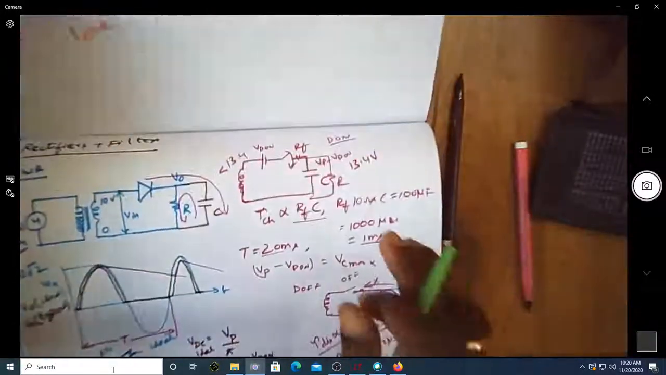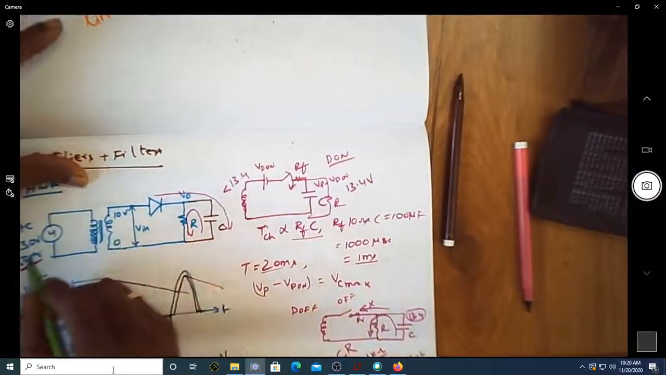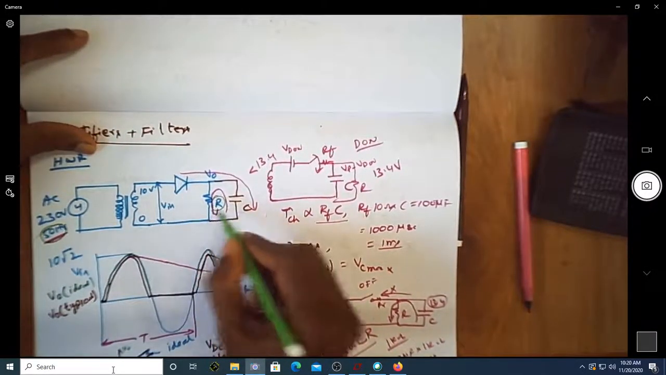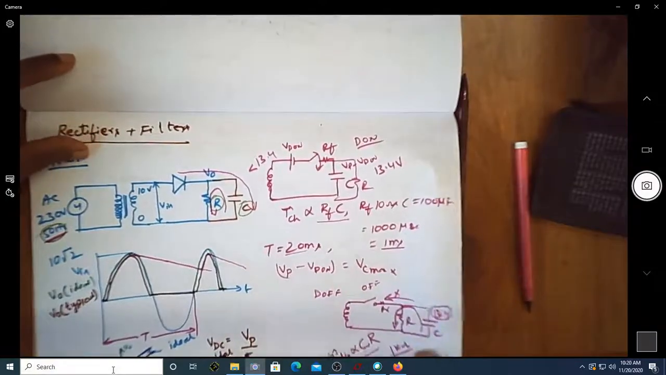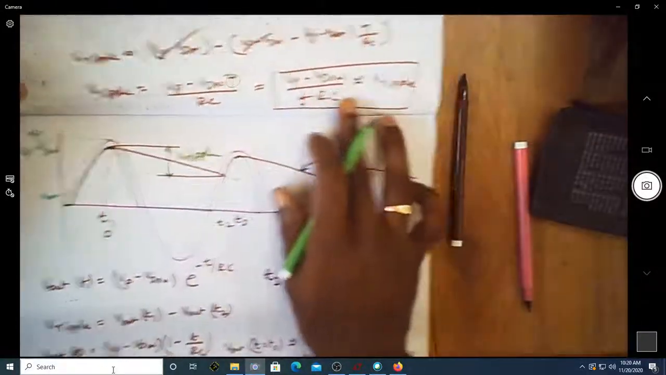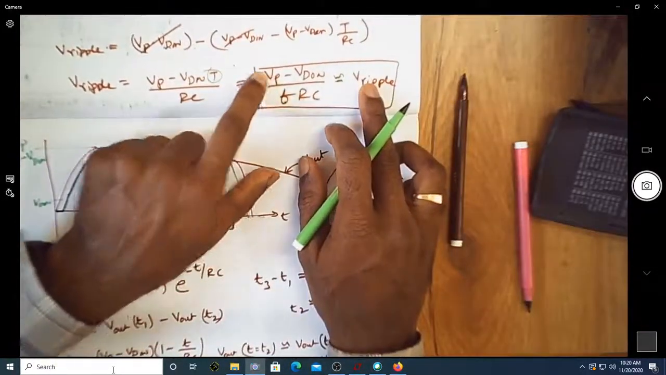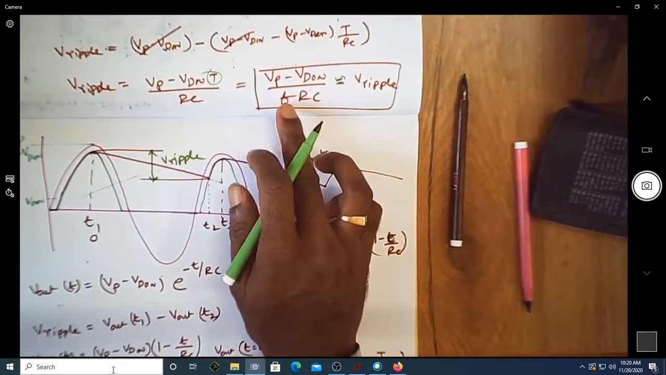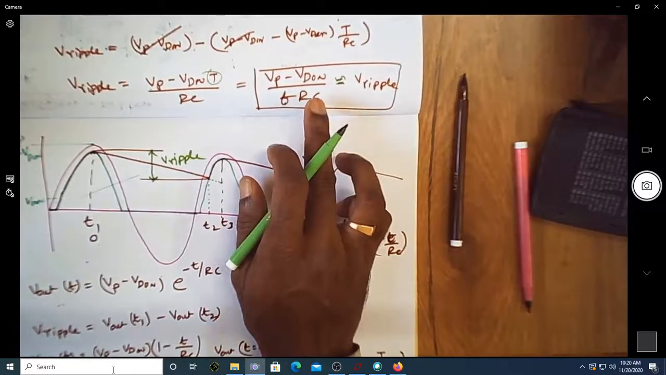If you just come down here, it depends on the frequency of the signal, the value of R and the value of C. And of course you can see here that the ripple voltage is proportional to the peak voltage, but it is inversely proportional to frequency, resistance and the value of C.